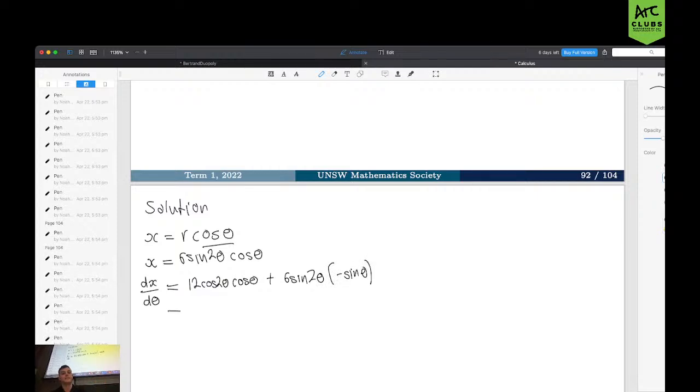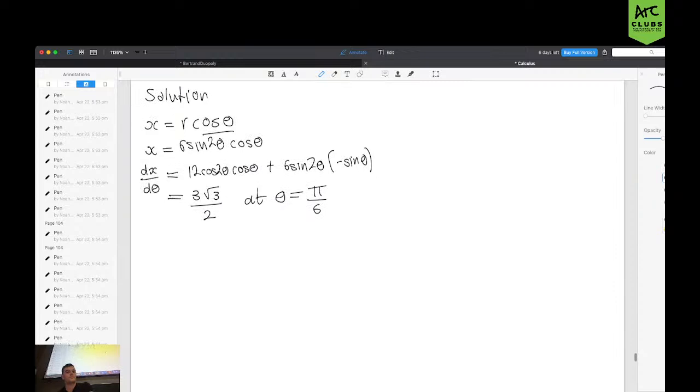Now, if you were to grab your Casio and sub in theta is equal to pi on 6, I won't do the calculations in case I manually enter it wrong, but what you'll see is that you're going to get something that looks like this. So you're going to get 3 root 3 on 2, and that's going to be at theta is equal to pi on 6. So just trust me, chuck it in your Casio and you should get something that looks like that.